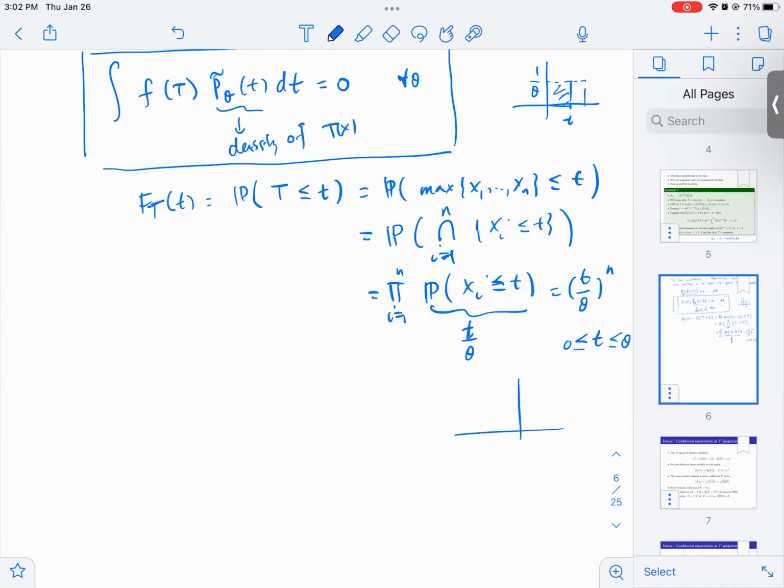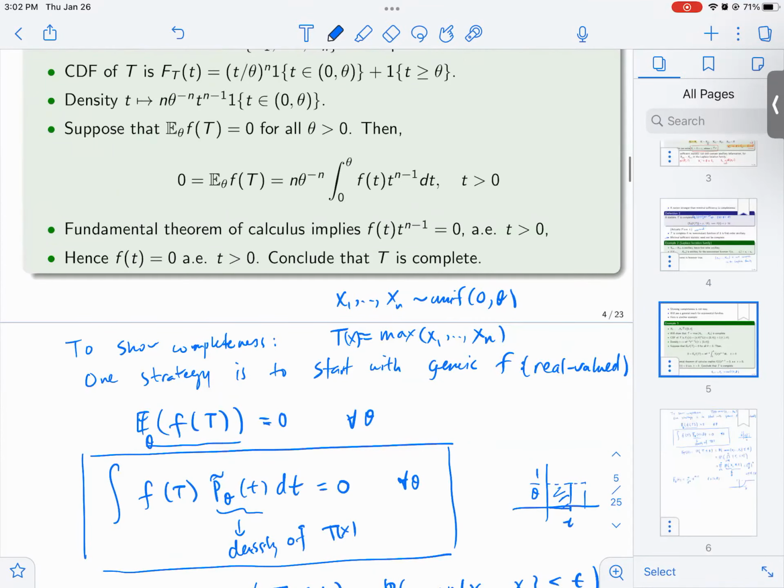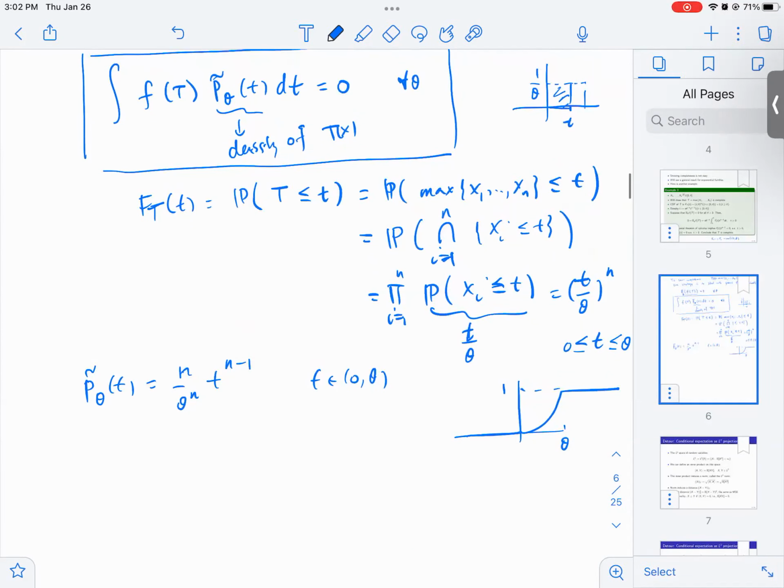So it's something like 0, and up to theta it goes like this, and then it's going to be 1. So now how can I get the density? Sorry? Just take the derivative. Derivative, yeah. So this is going to be, how do I take the derivative? You guys know better how to do the derivative. 1 over theta n comes out, you get n T^(n-1). Right, is that correct? Yeah, let's see if that's correct. Yeah, correct.